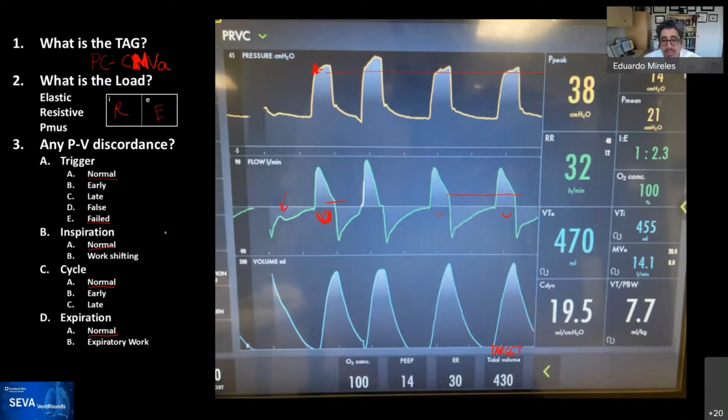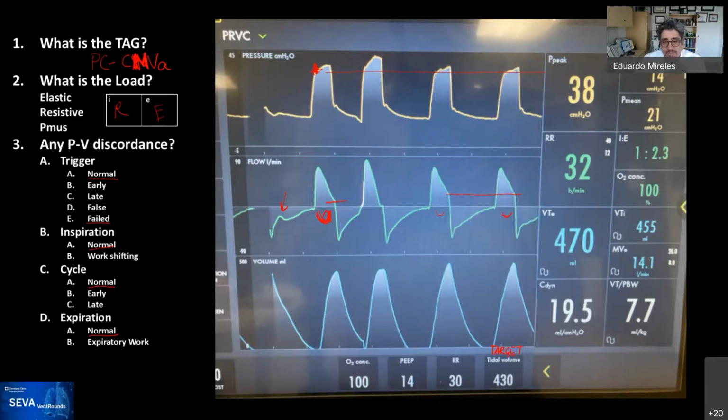I could not say that without either doing an end expiratory pause, or touching the patient, or putting in an esophageal catheter or an EDI catheter. But this is highly suspicious for the presence of Pmus in the background that we're not detecting.